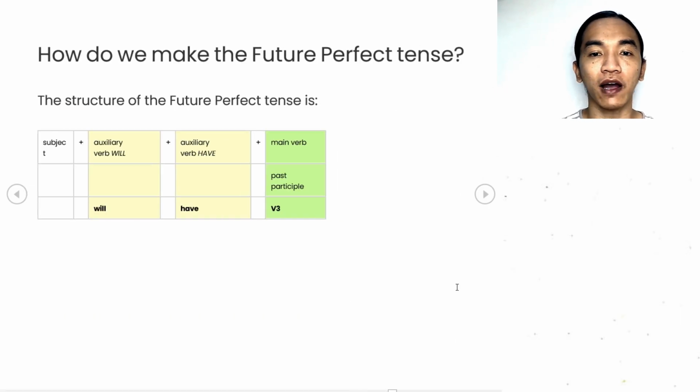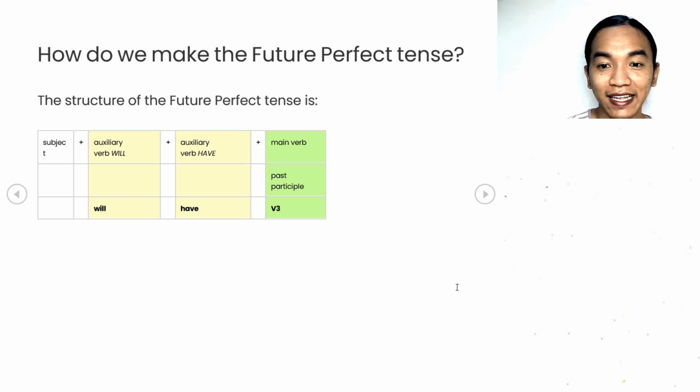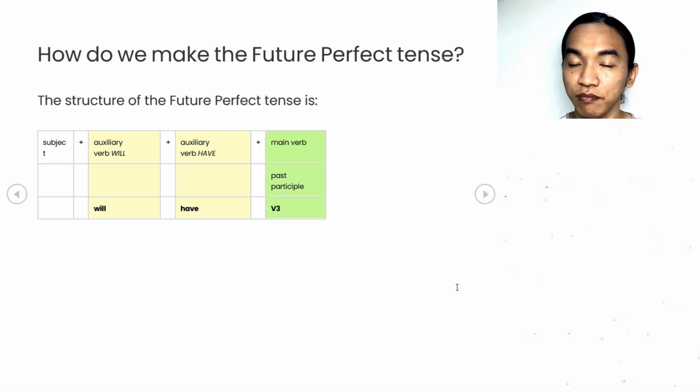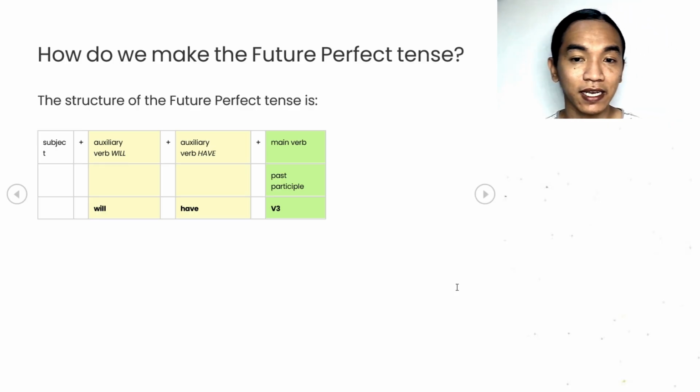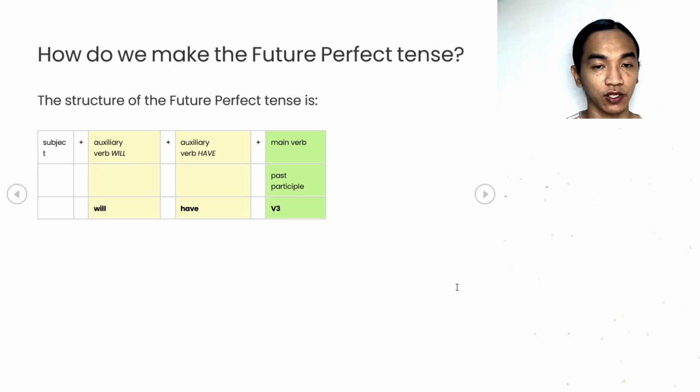Now how do we make the future perfect tense? So this is the simple structure for that. The structure of the future perfect tense is your subject plus will, then have, and then your main verb in the past participle. So this is the common or the positive structure. So we have the subject, will, have, plus verb in past participle.